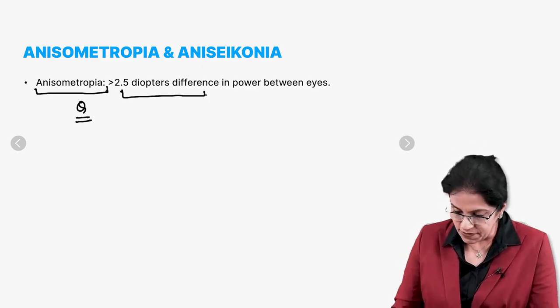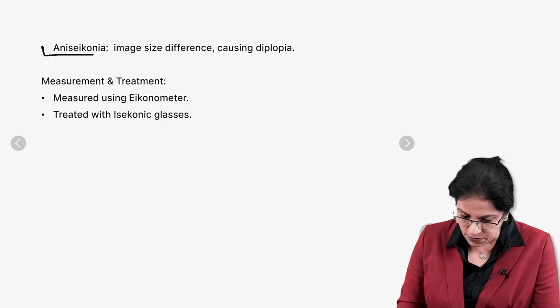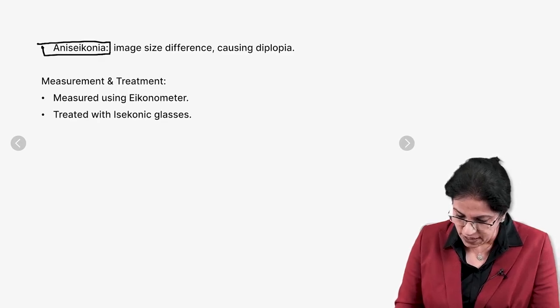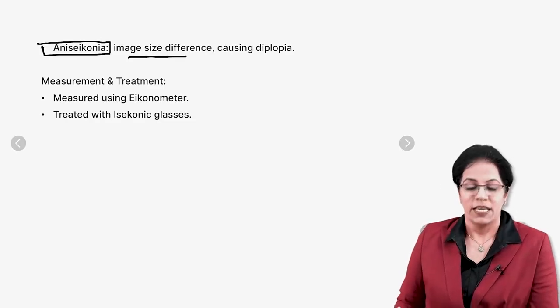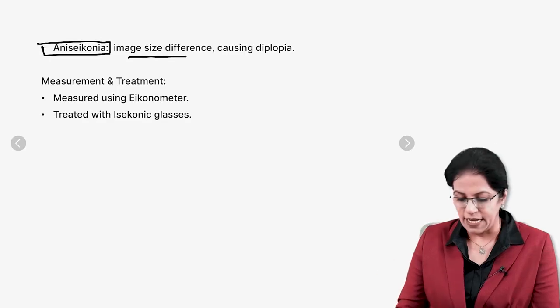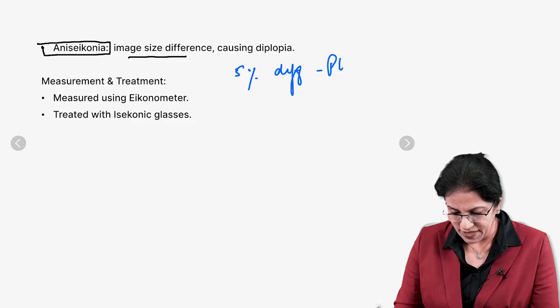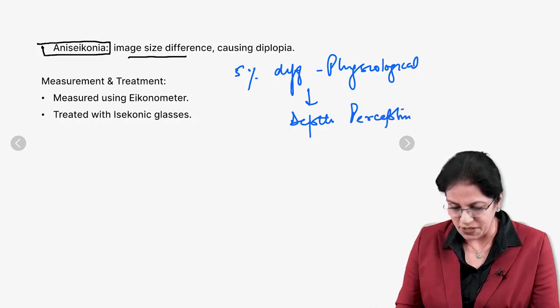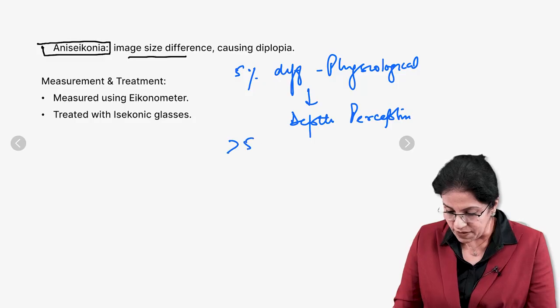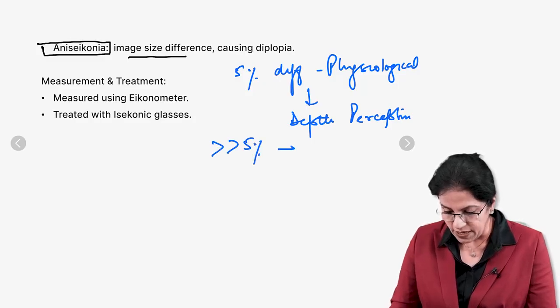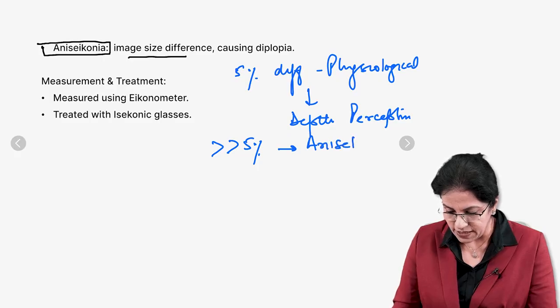And lastly, what was the next refractive error? Aniseikonia. This is a difference of image size, okay? So when there is a difference in the image size, do you all know that 5% of the difference is physiological? And this 5% difference helps us in depth perception. So all of us who have 3D vision, this is helping in depth perception. But if it is more than that 5% physiological value, now you call it aniseikonia.